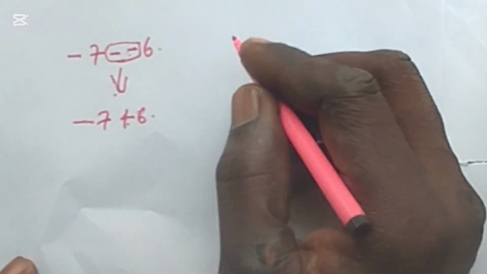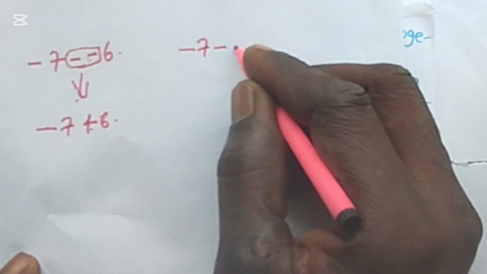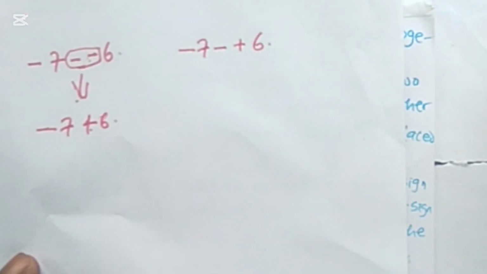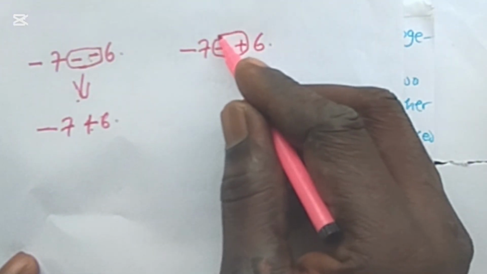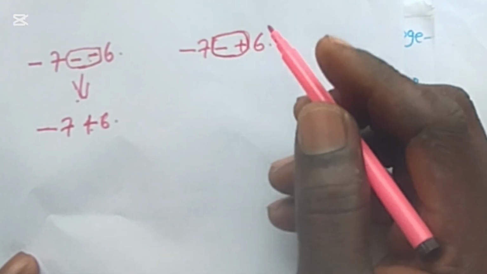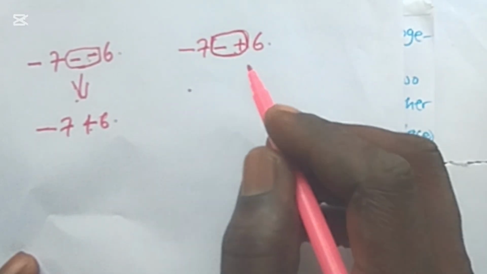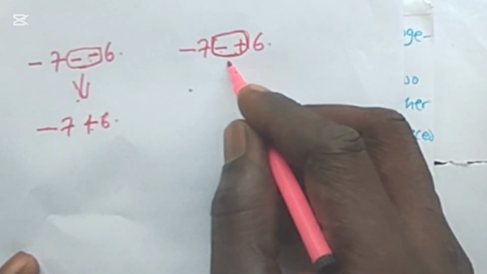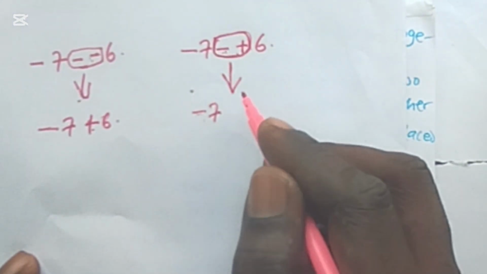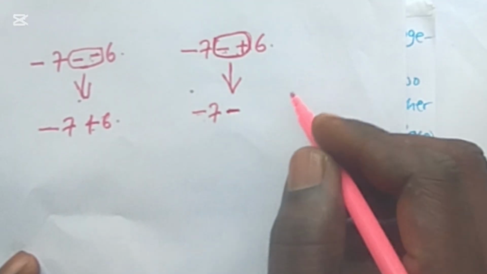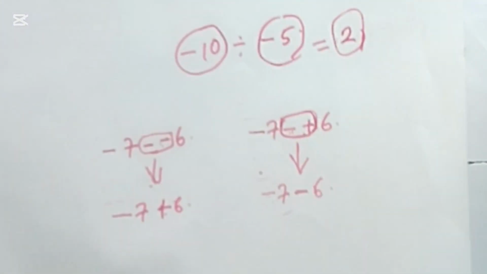But let's say you have minus 7 minus plus 6. Okay? You have two signs together, but they are two unlike signs. The rule says that you should replace it with a minus sign once there are two unlike signs. So this will become minus 7. These two unlike signs here, they say we should replace with minus. So this is going to be minus 6. This is very, very important. That is what it basically means.